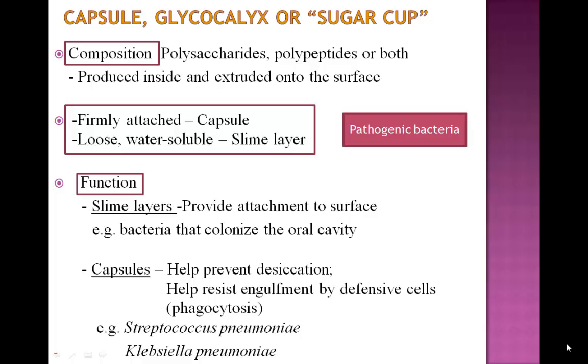GLYCOCALYX tends to be found in pathogenic bacteria, meaning bacteria capable of causing disease. Slime layers help with attachment to surfaces. An example of this is a bacteria that colonizes the oral cavity. Capsules, on the other hand, help prevent desiccation and help the bacteria in resisting engulfment by defensive cells, also known as the process of phagocytosis. Examples are Streptococcus pneumoniae and Klebsiella pneumoniae.